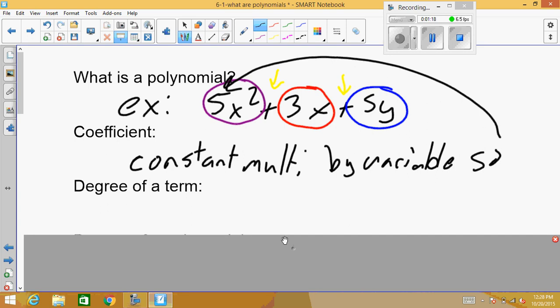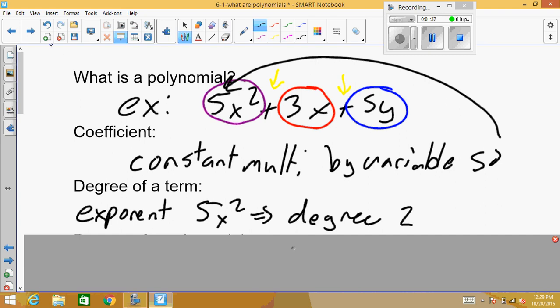Our degree of a term has to do with the power in that term, so the exponent. And what we're going to do, if there's only one exponent, we look at this. So for example, let's take our first term right there, 5x squared. This one has a degree of 2.